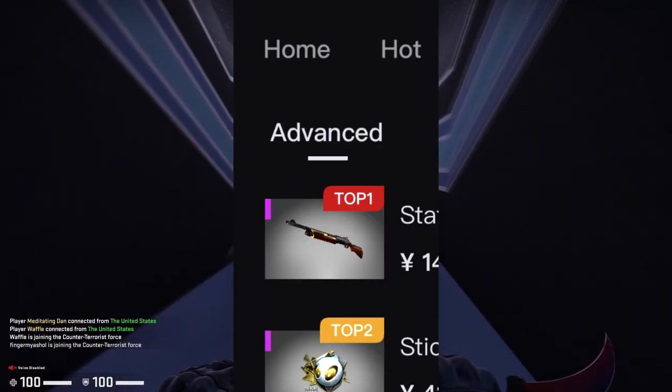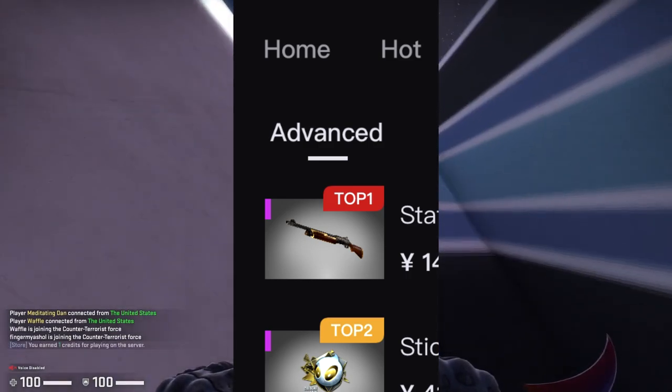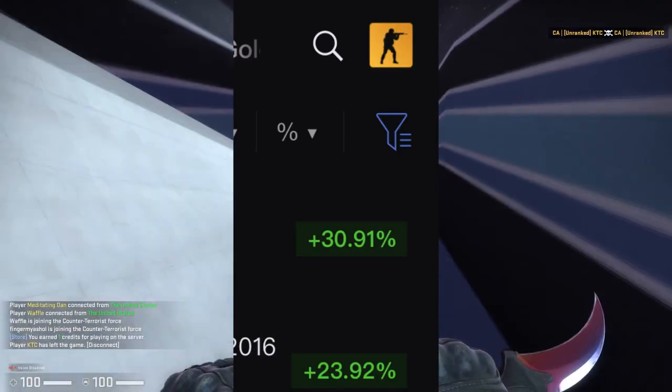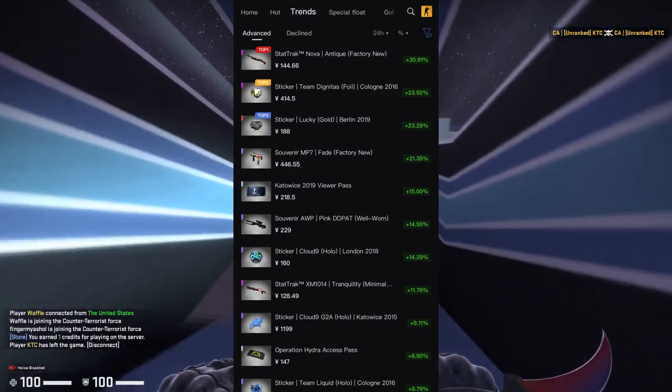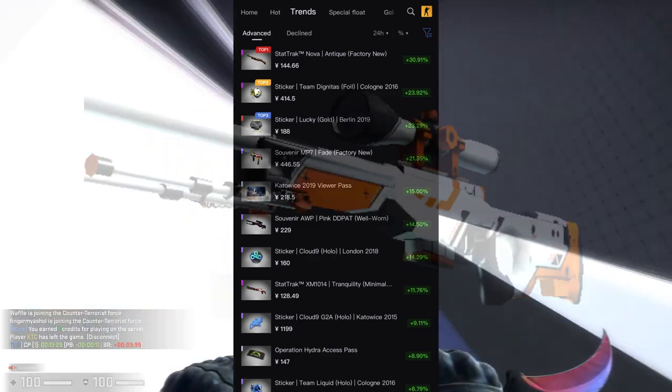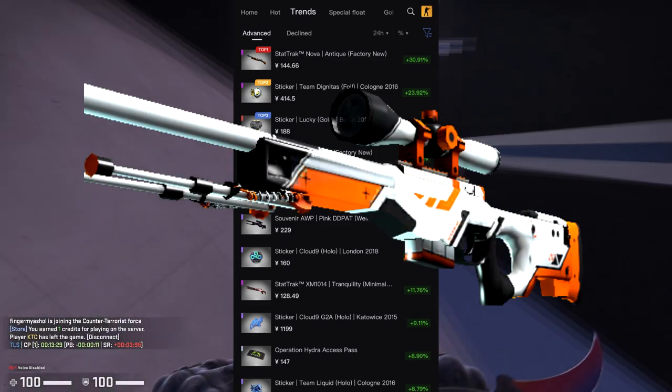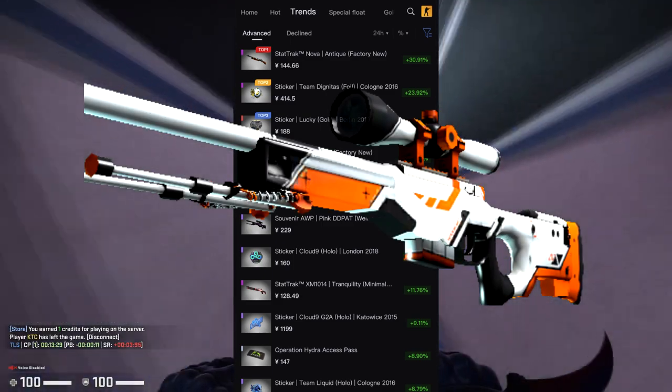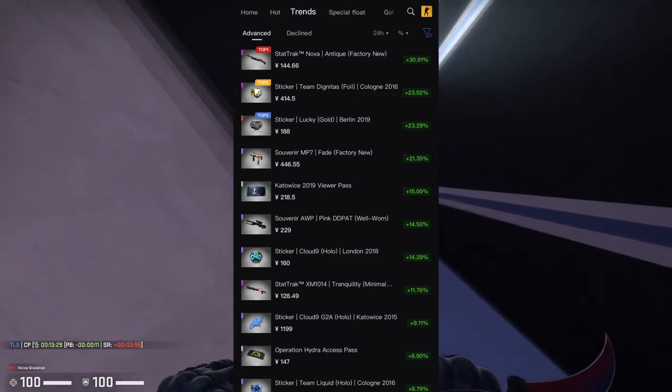Starting off, we have StatTrak Nova Antiques in Factory New condition, which are up about 30%, the biggest riser for the past 24 hours. Those are actually a pretty interesting one, and the main reason for that is probably because people are doing Op Asimov trade-ups. The reason for that is obviously just because the Op Asimov looks really good, and there's a lot of Chinese people that are interested in the Op Asimov.